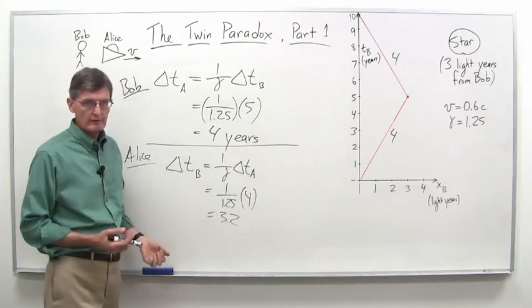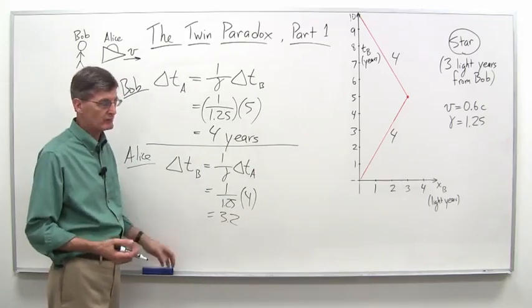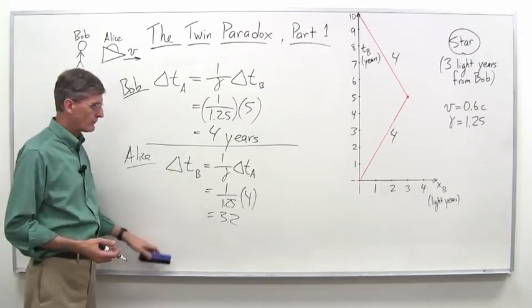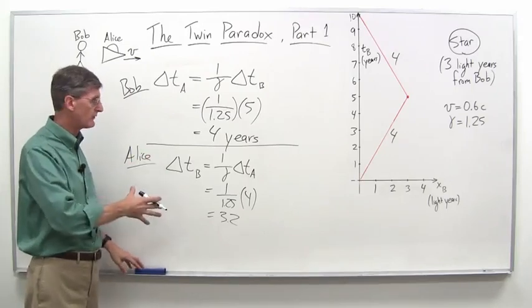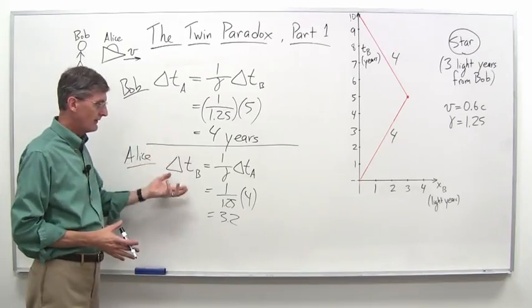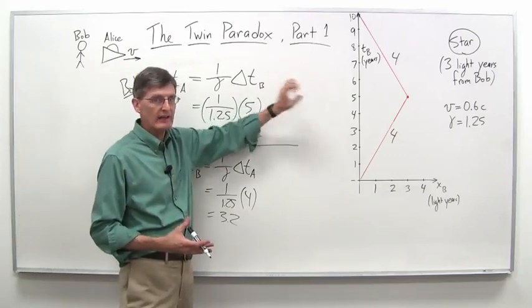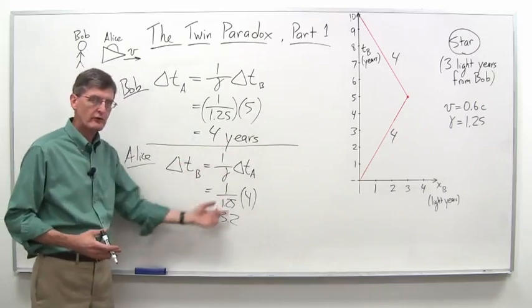So what's going on here? You can't have both. Either one is older and one is younger, or they're the same age. And so we have to figure out what's going on with this in terms of the special theory of relativity. Can we explain this so that we can understand that when they get back, the answer is, Alice has aged 8 years and Bob has aged 10 years, and yet this part of the analysis also for Alice is correct.